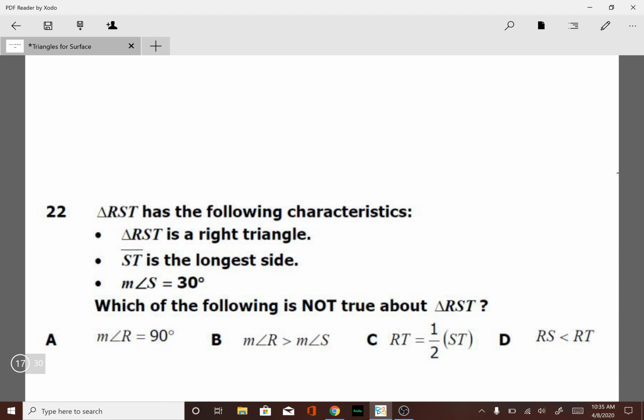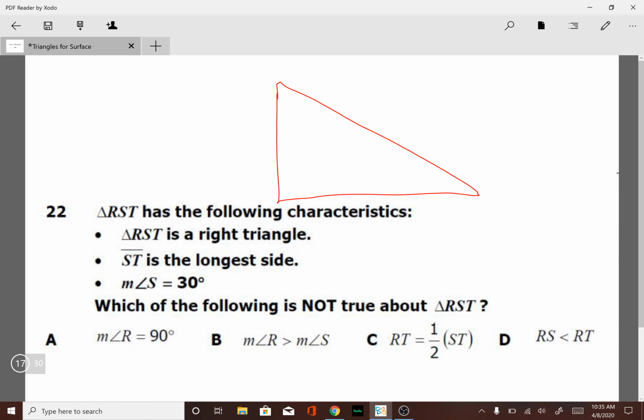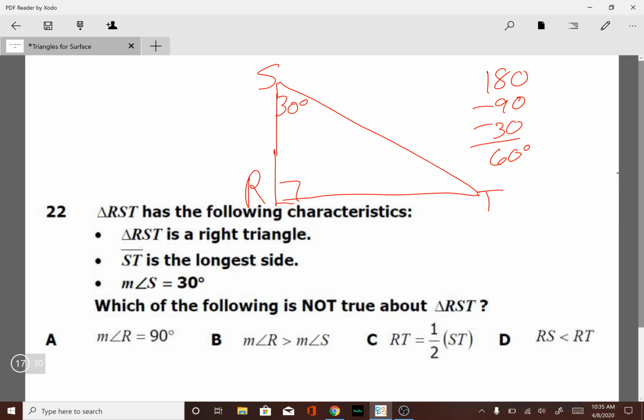Number 22, triangle RST has the following characteristics. It is a right triangle. ST is the longest side. We always know the hypotenuse is the longest side, so that means that this one has to be R. That's a 90. And angle S is 30 degrees. So doing our 180 minus 90 minus 30, we're left with 60 degrees.